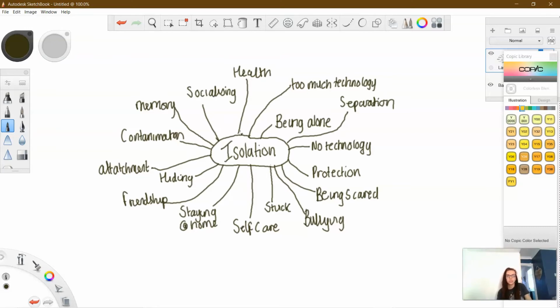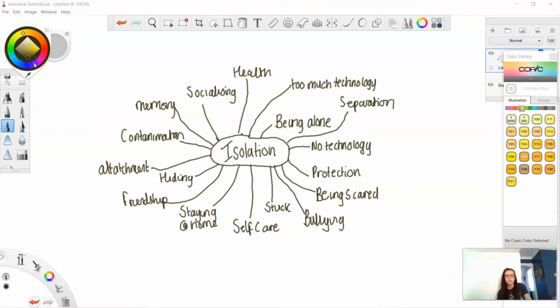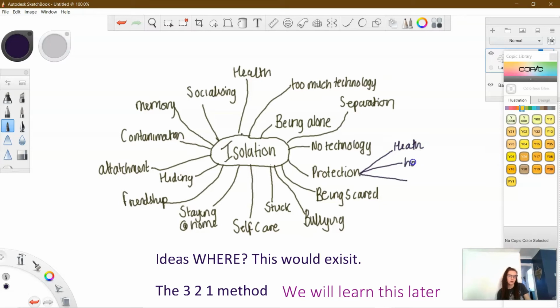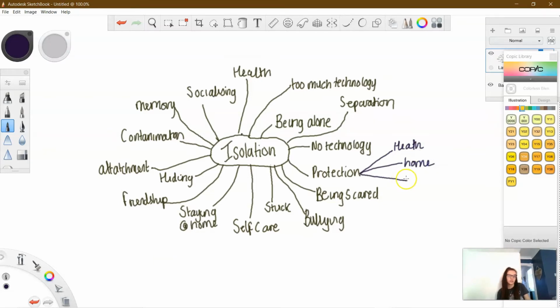Context of isolation. Now, when I'm looking at these, I could then think, well, actually, some of these could be my design problems. So, for example, I could look at protection. In terms of protection as a design context, there are so many things that we could design that already exist or that don't exist to help protect us.